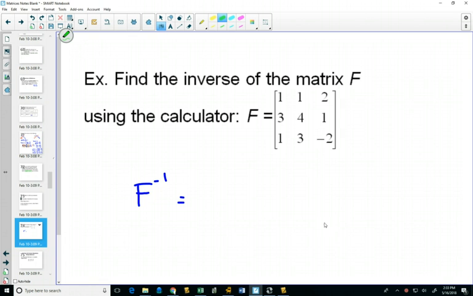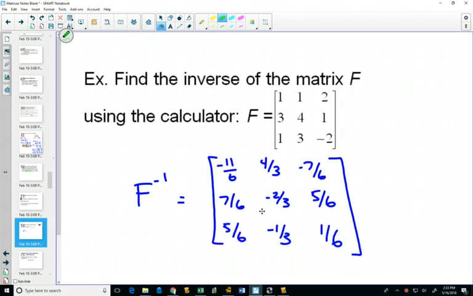How did you do? Did you find? That is your answer. Okay? And then if you wanted to factor out the 1/6, what I suggest doing is taking your answer, multiplying it by 6, or divide by 1/6, the same thing. Okay? So there's our inverse.